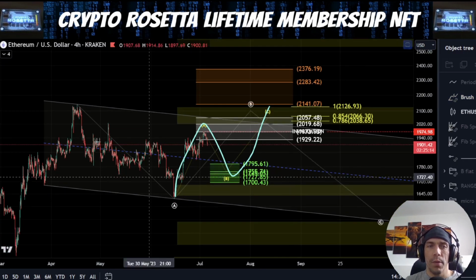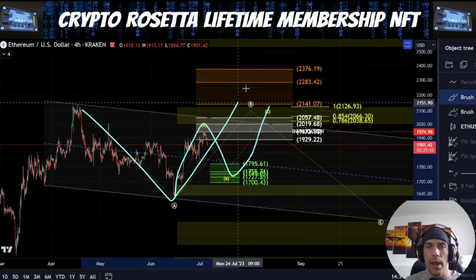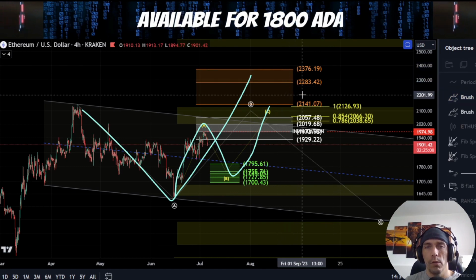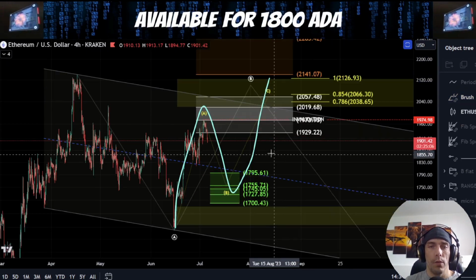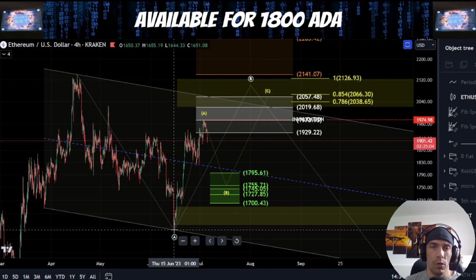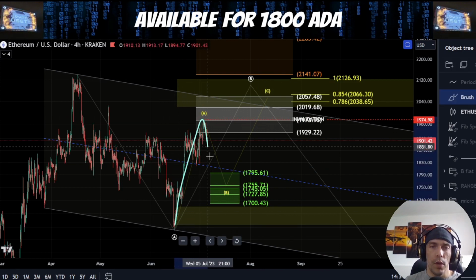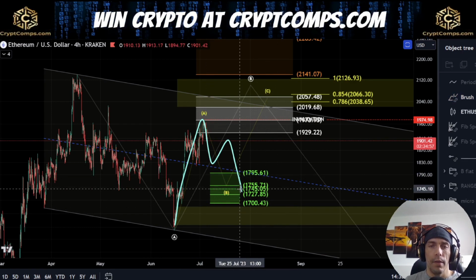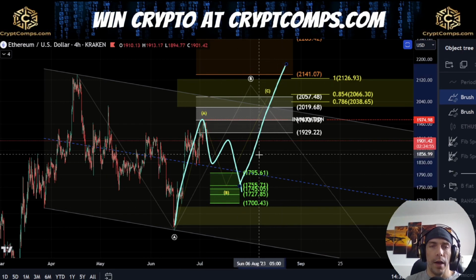If it's going to be an expanding flat, what we could actually get is this is an A, this is a B, where we actually target out this higher area here of this 2376 to this 2283. So the key thing within this is what I'd want to see here is this move get 3 waves to the downside, find support in this range here, and then look for that potential to move back up again.